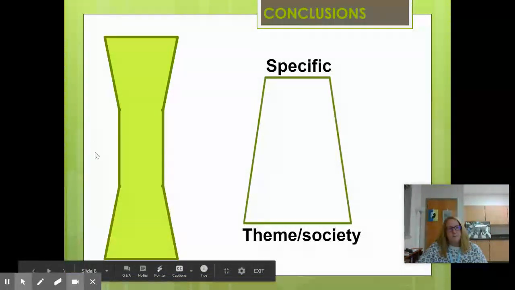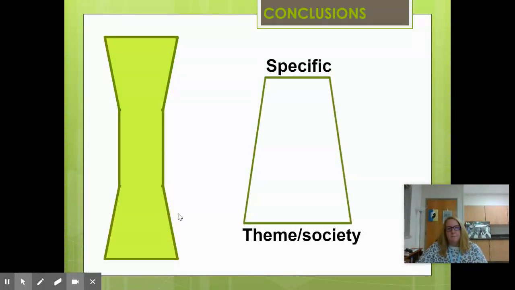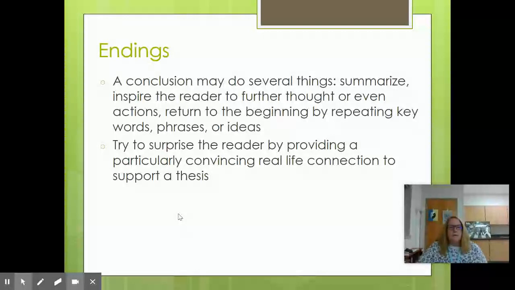So I think this is a good visual for you to understand the overall flow of your paper. Okay, so we're going to talk about conclusions. It can do several things. It can summarize. It can inspire the reader.